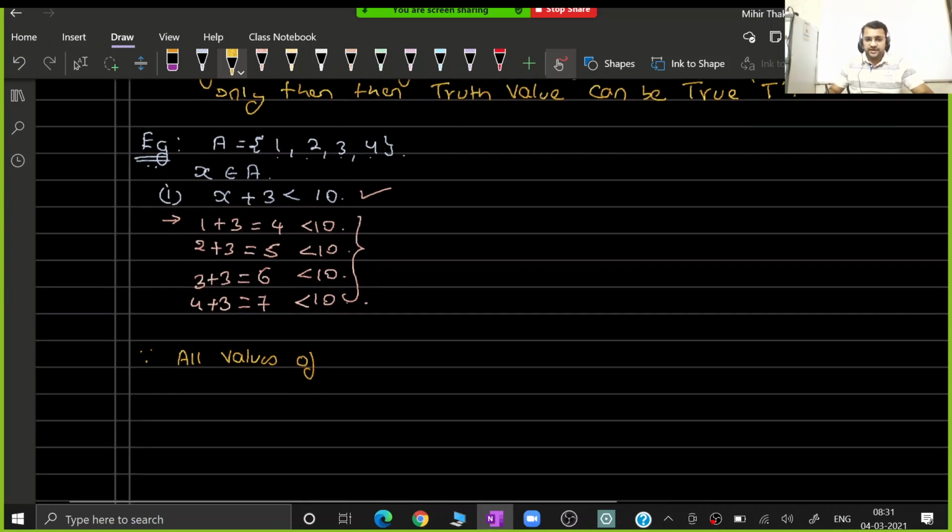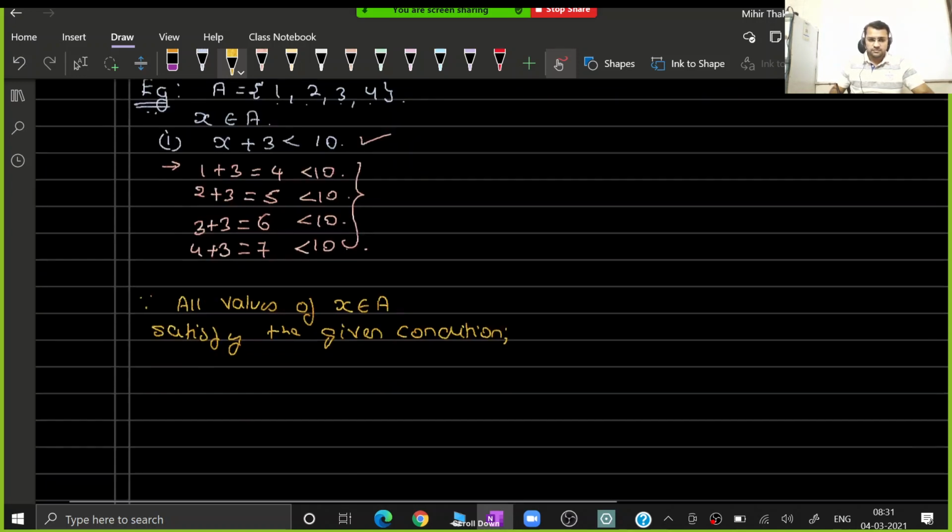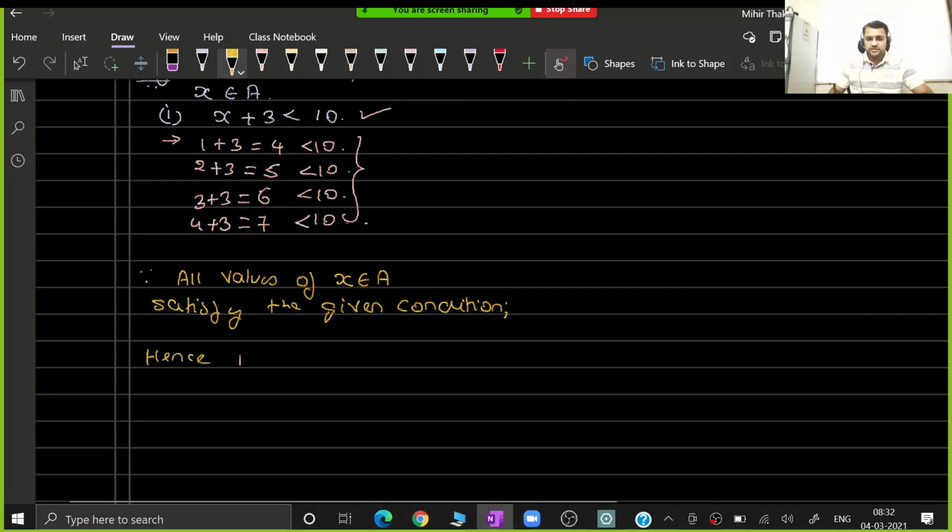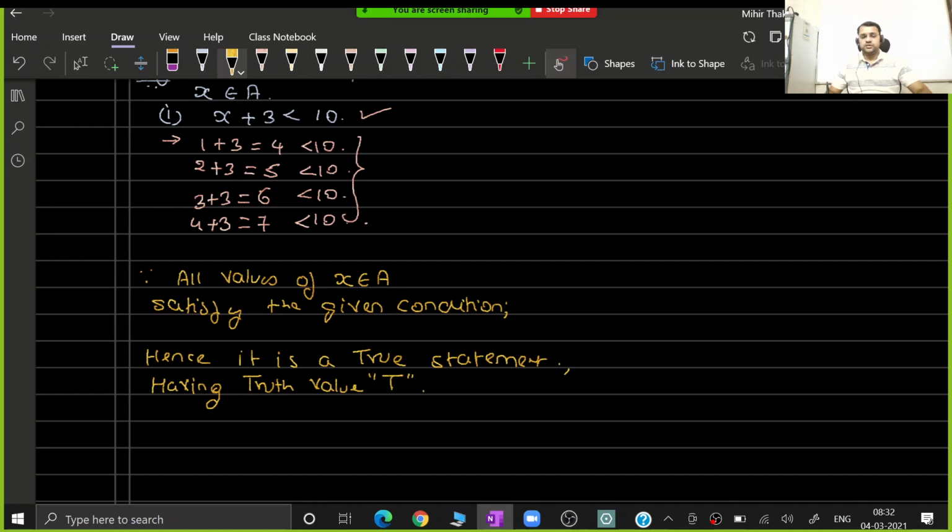So we will write the statement or the condition over here that since all values of x belonging to A satisfy the given condition, hence it is a true statement having truth value T. Let us consider one more example.